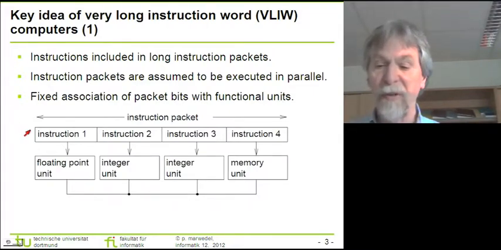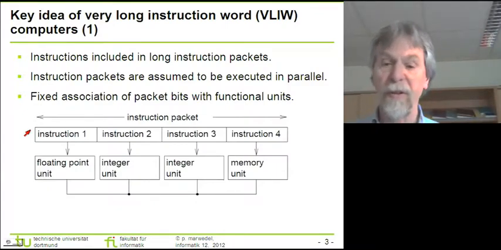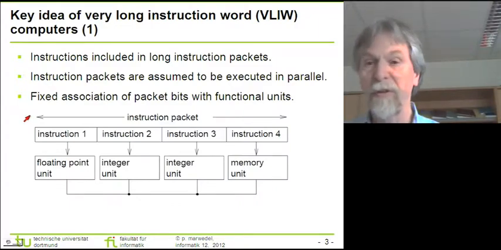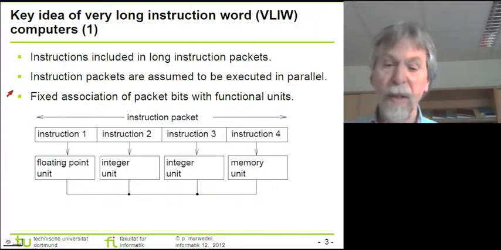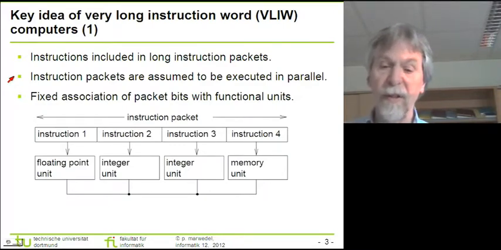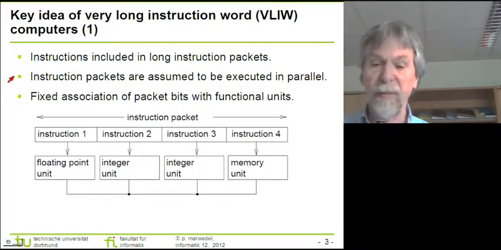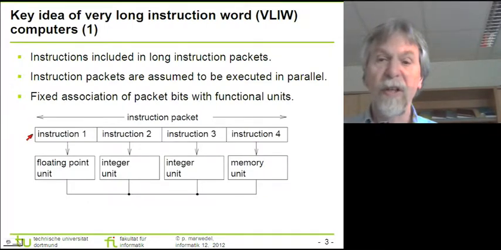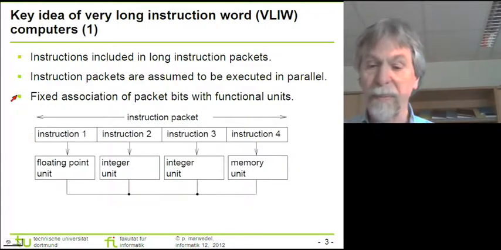An example can be seen down here, where we have a total of 4 instructions that are placed in so-called instruction slots. And in the instruction packet, in this case, we have a total of 4 instructions, but there may be more. For VLIW computers, one basic assumption is that the instructions included in such a packet are assumed to be executed in parallel. So all these instructions are executed in parallel. They are started in parallel, and usually they are also finishing at the same time.